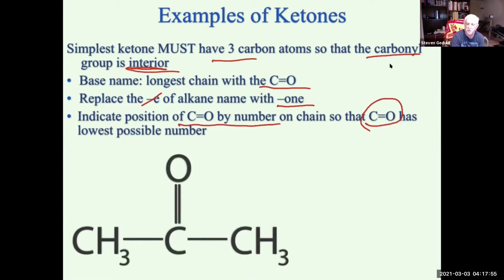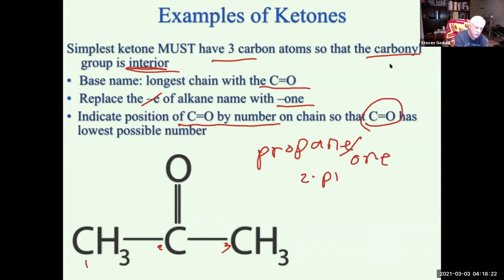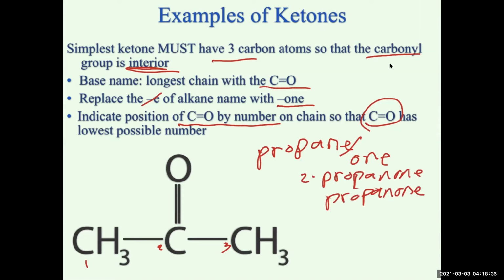So this is the simplest ketone you can have. 3 carbons. 1, 2, 3. And the name for 3 carbons is propane. Drop the E, add O-N-E. So propanone. Now, why do I not have to put 2 propanone? Can someone tell me? Well, you could put 2 propanone, or you just put propanone. Why do I not need the 2 on this ketone? It can only go in one place. Perfect. Exactly. It can only be in one place.